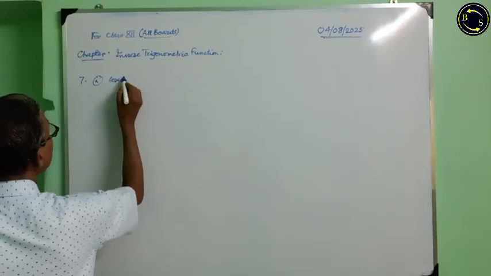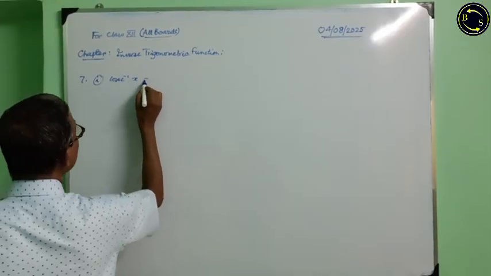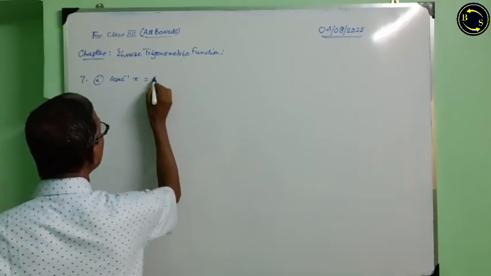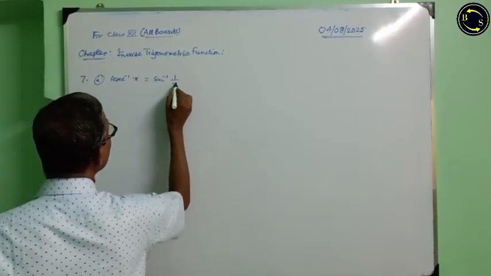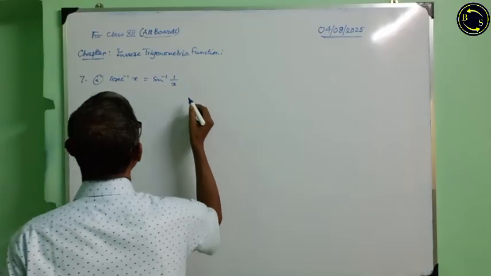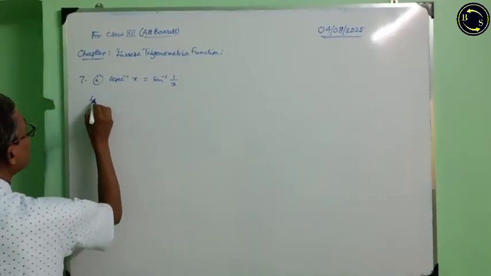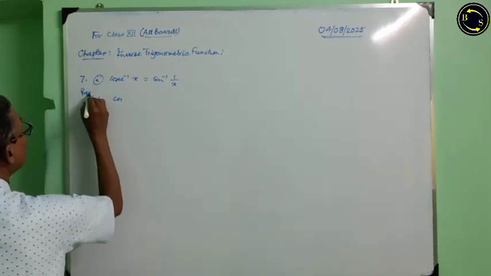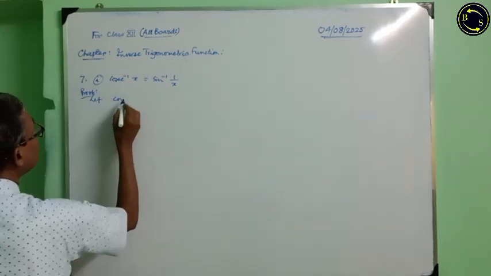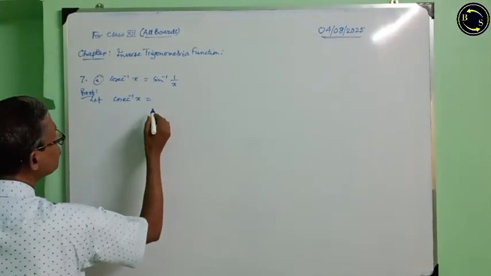Cosec inverse x is equal to sine inverse 1 by x. Let us prove this one. Let cosec inverse x equal to say theta.